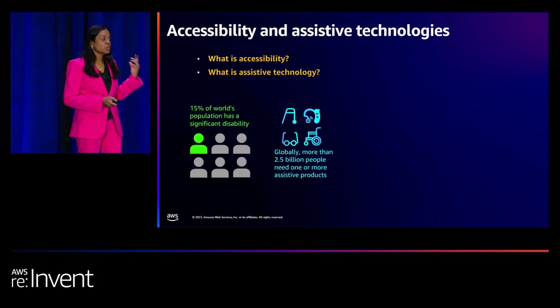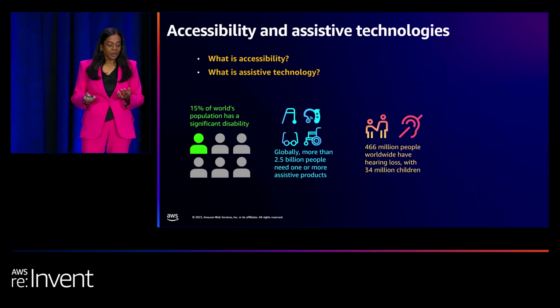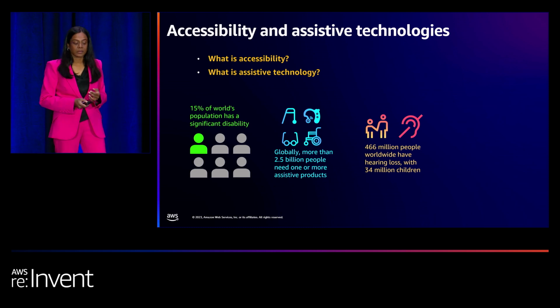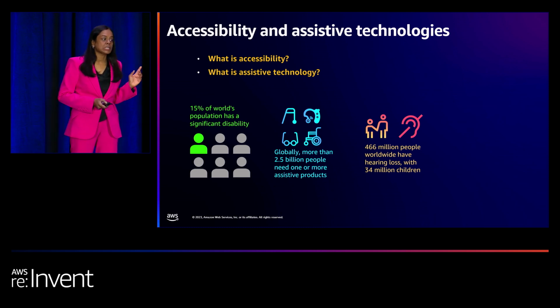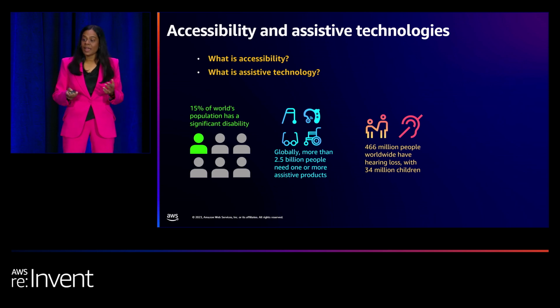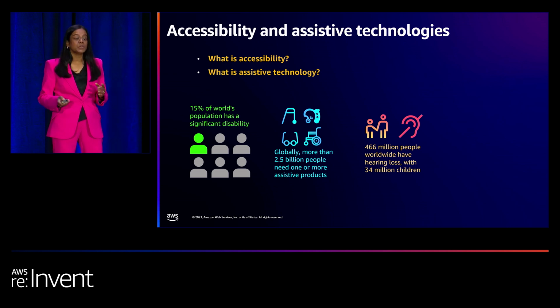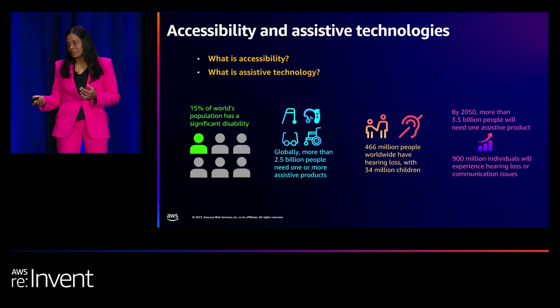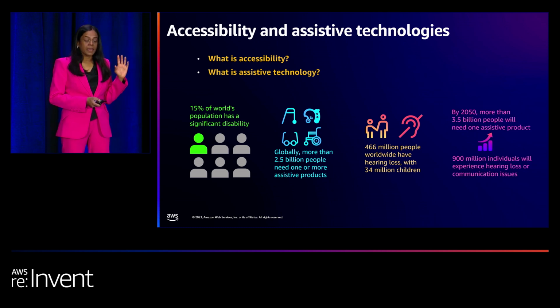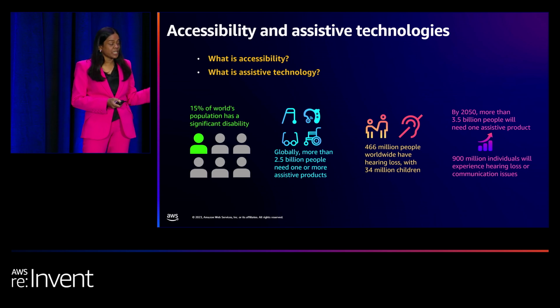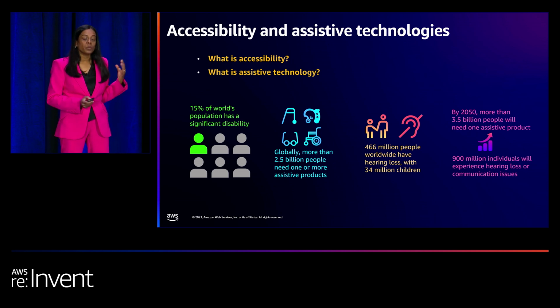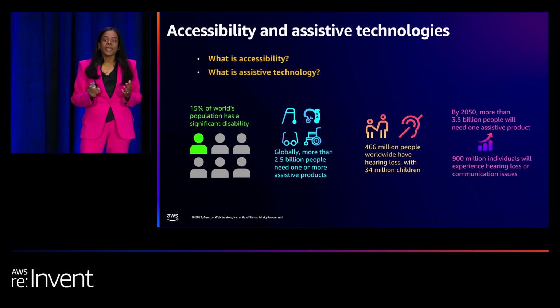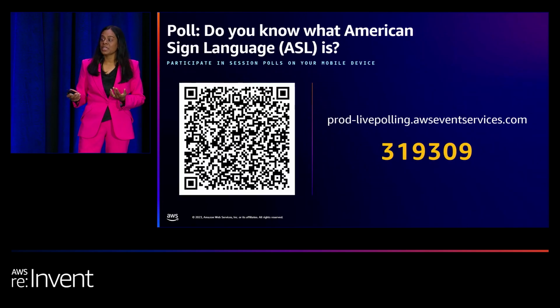Globally, more than 2.5 billion people rely on one or more assistive products. 466 million people worldwide have hearing loss, and that includes 34 million children, the majority of whom have hearing parents. It's also estimated that by 2050, more than 3.5 billion people will need one assistive product, and 900 million individuals will experience hearing loss or communication issues.